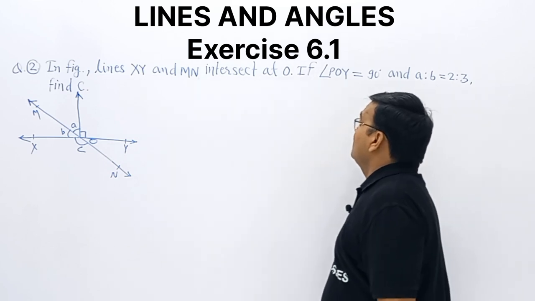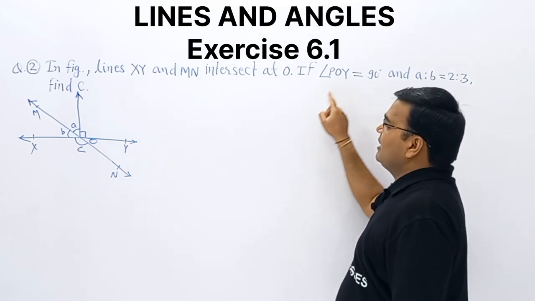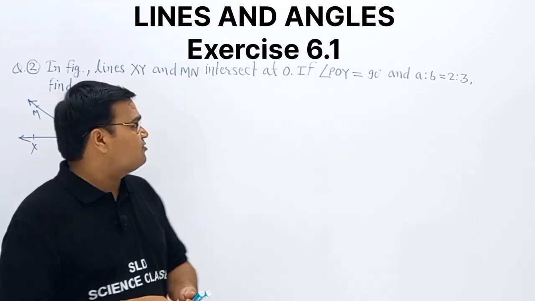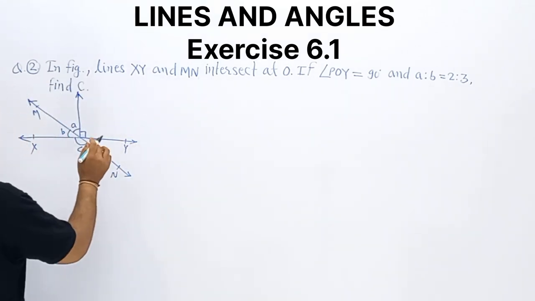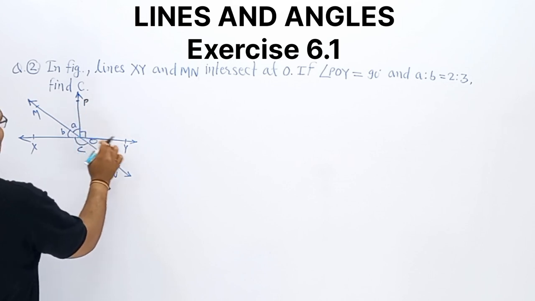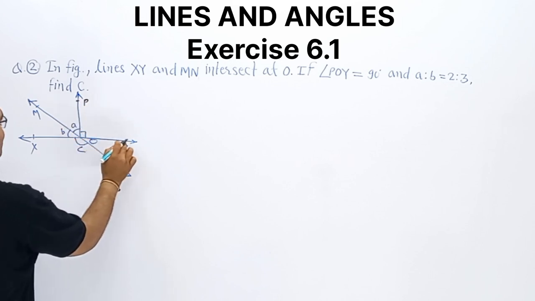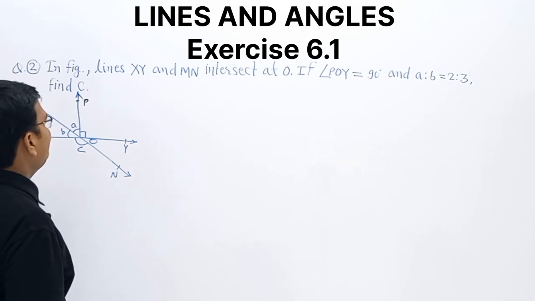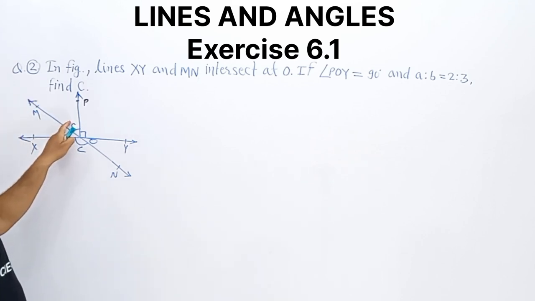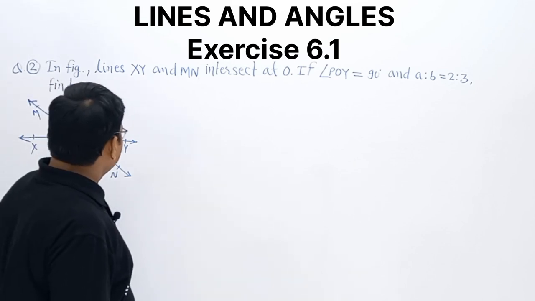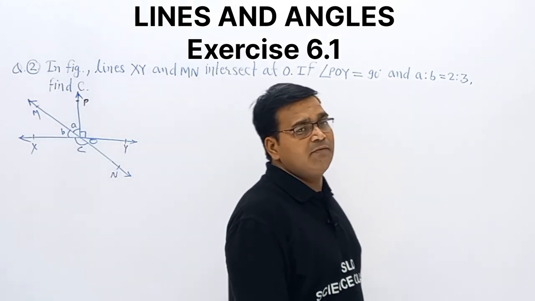Clear? Angle POY, this angle POY is 90 degrees, and the ratio A to B is 2:3. Find C, we want to find C. Observe what we are having.